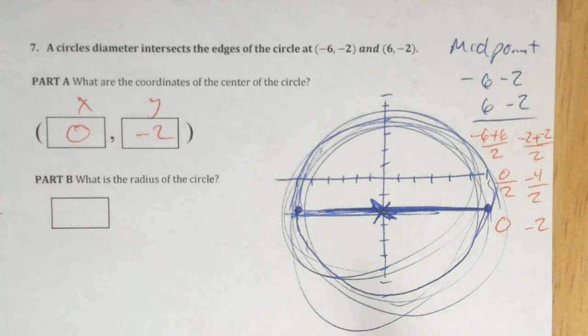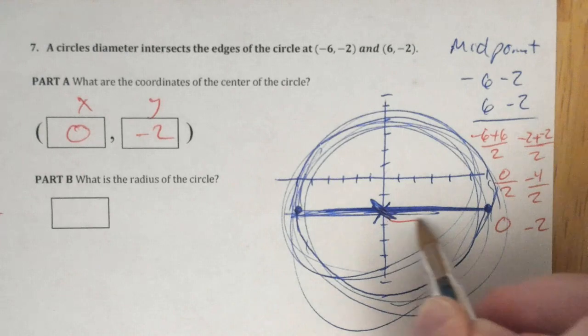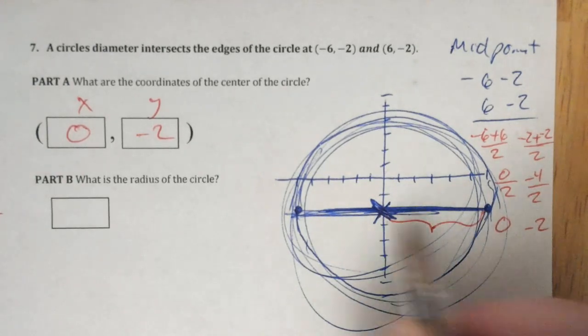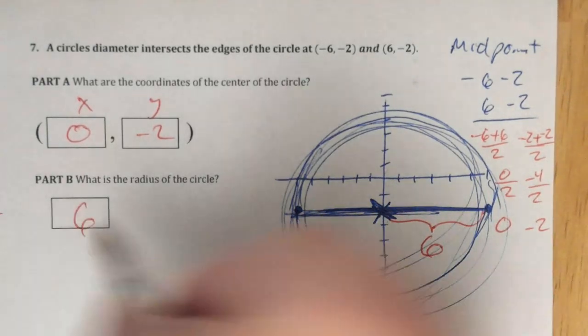The other thing that they wanted to know is the radius. So you can just count those hops right there. We can find the distance from the center to the edge, or you can just count it, and that is 6. So the radius is 6.